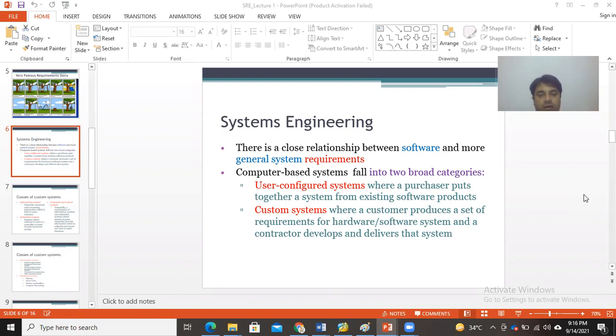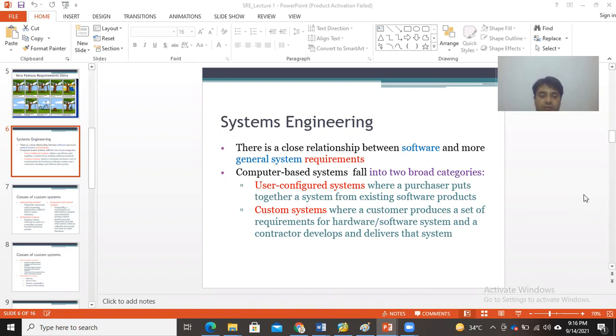Yesterday we discussed requirement. What is the difference between requirement and requirement engineering? And then we primarily discussed the requirement story and what happens if requirement goes wrong for a system. And today we will start our lecture with system engineering.